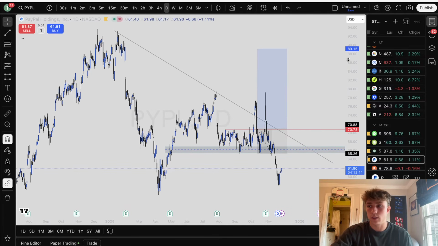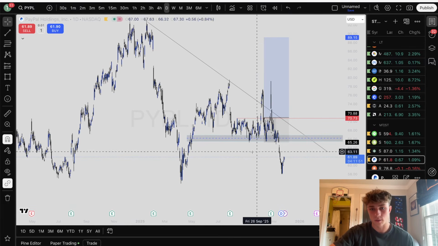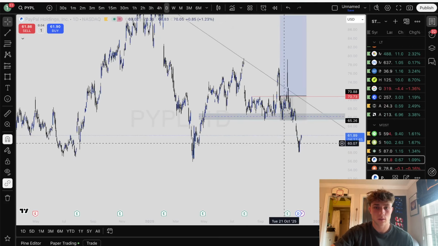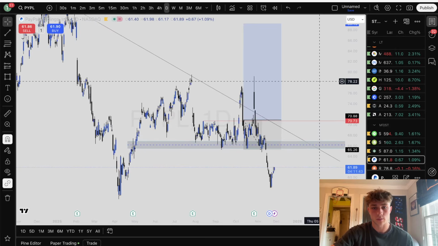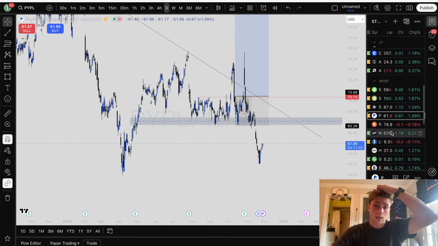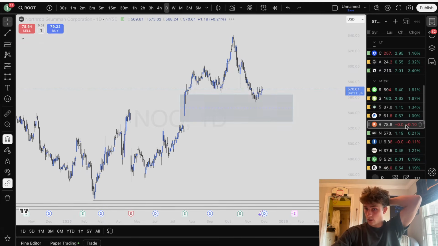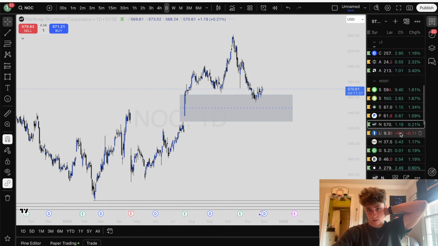PayPal, dude, this looks actually horrible. I hate PayPal, bro. I was so into PayPal. So long term on PayPal. I remember that. I sold my entire holding of PayPal. I exited somewhere around here for a net loss. So unfortunate, bro. So bullish on PayPal. I still am, but I'm not even en route anymore. I'm just gonna delete this off my watch list, to be honest.